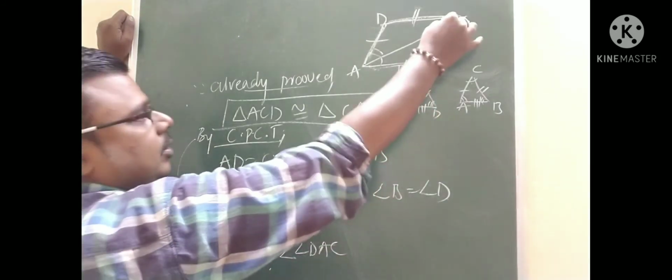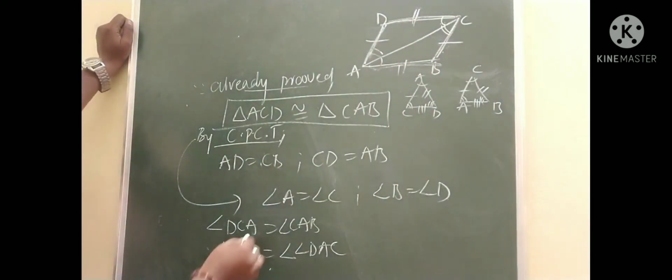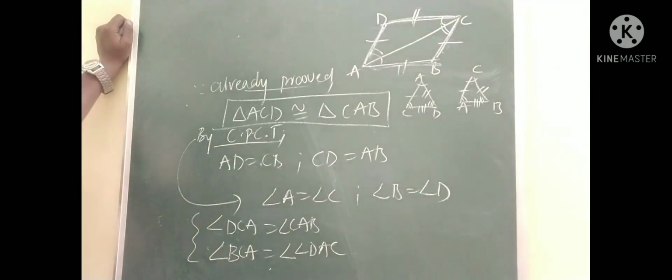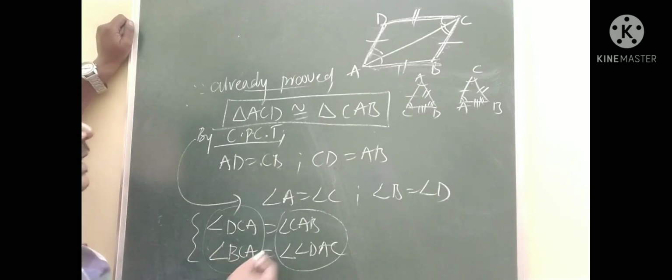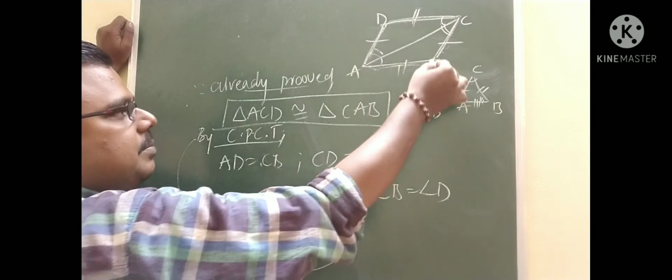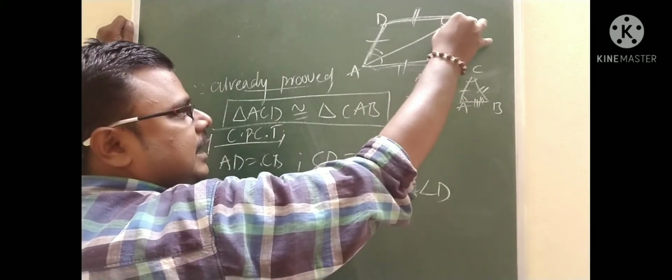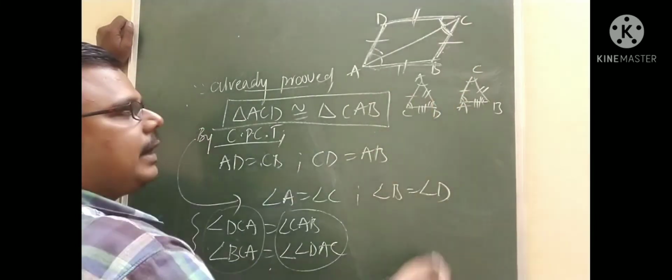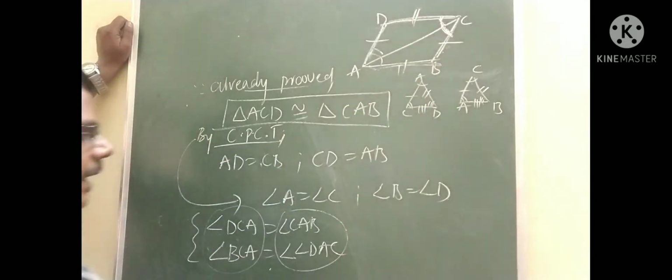That means this one, right? Now I'll add these two. Left hand side will be added, right hand side will be added. So DCA plus BCA, that means this angle and this angle you are going to add. Then what you will get? Overall you will get angle C only, no?